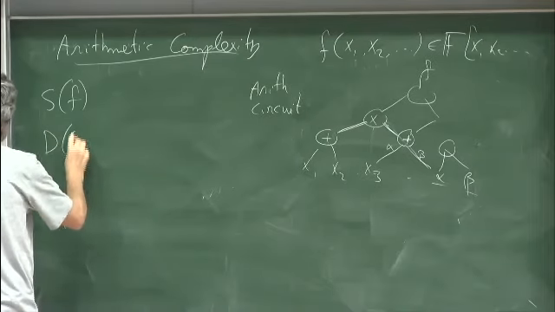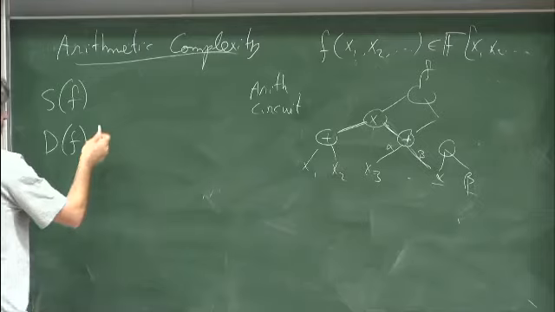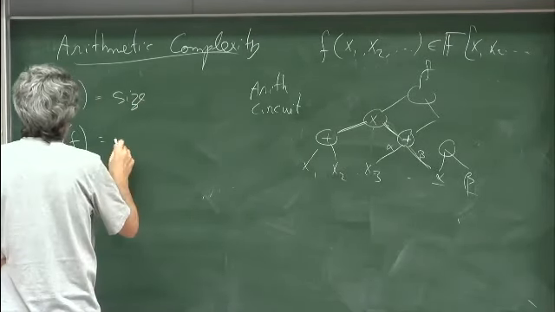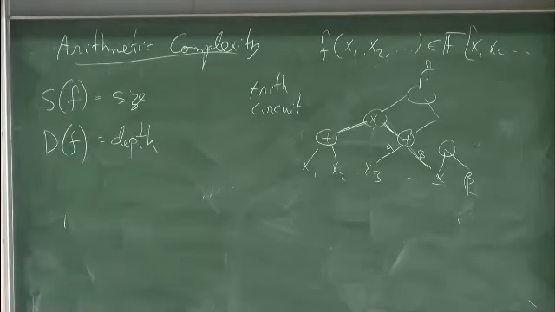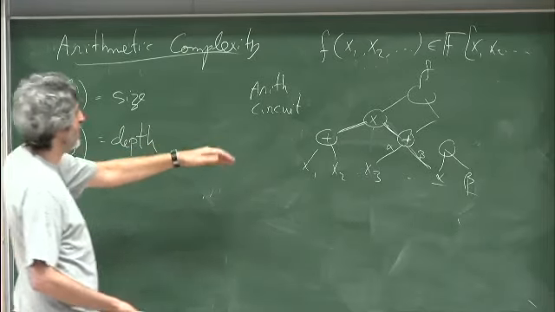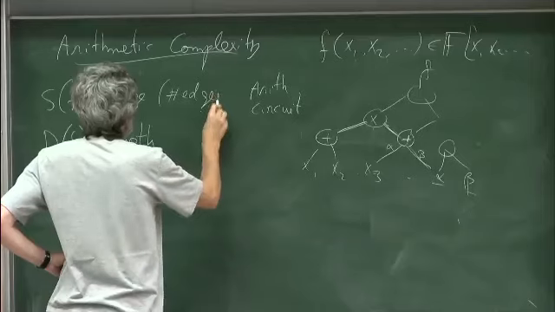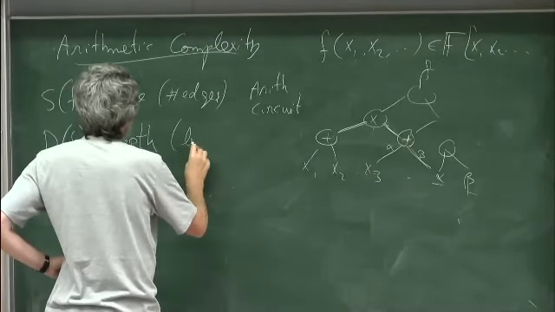We denote these very two basic parameters for every polynomial. This is the size, and this is the depth of the smallest circuit, and the shallowest circuit, for computing the function. Size is, let's say, the number of edges, the number of wires in the circuit, and depth is the longest path.